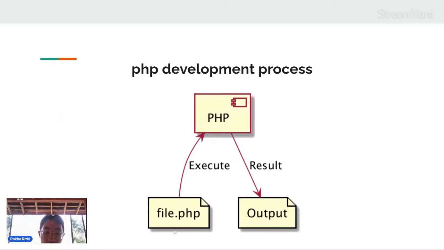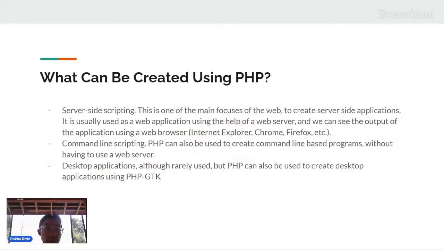This is the PHP development process. This is the PHP file, which will be executed by PHP, the brain of PHP, and then it will give an output, a result. Next, what can be created using PHP?